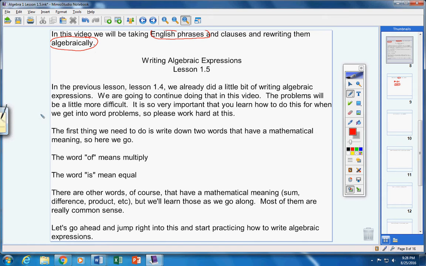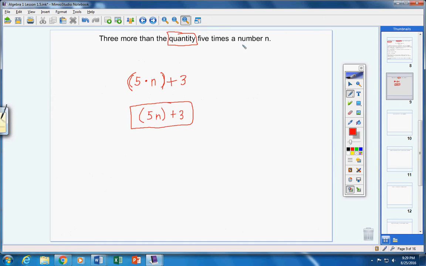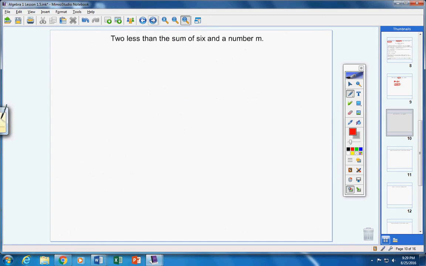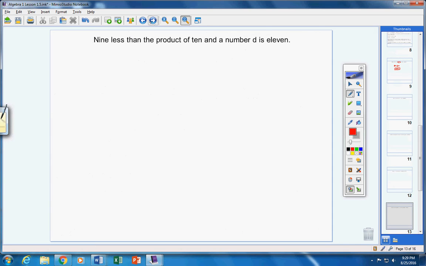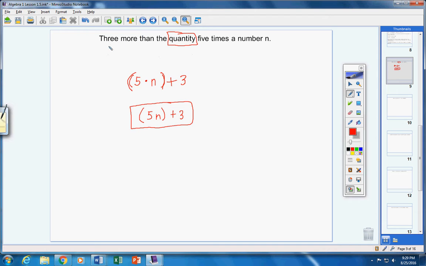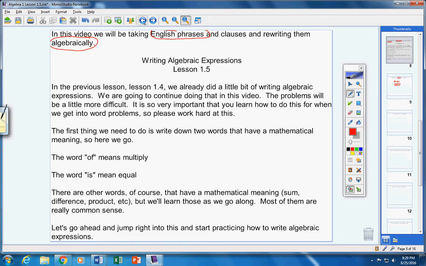By the way, what's the difference between a phrase and a clause? Well, a phrase is just a phrase. A clause would be when you have a sentence like right here. 25 is the quotient of a number y and 3.5. That's a sentence, so we call that a clause. A phrase is when you don't have a sentence. This just says 3 more than the quantity, 5 times the number. It's not really a sentence. So that's the difference between a clause and a phrase. We just took a phrase and we wrote it algebraically.